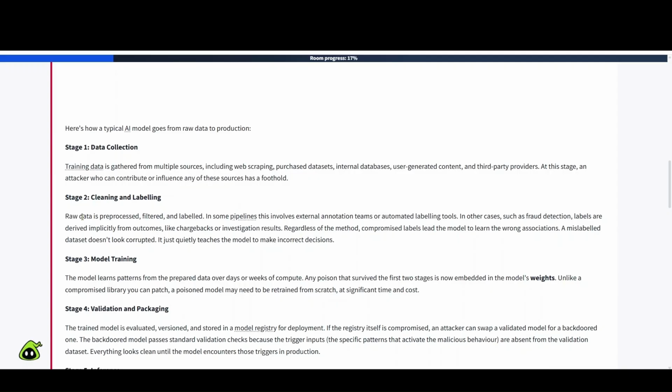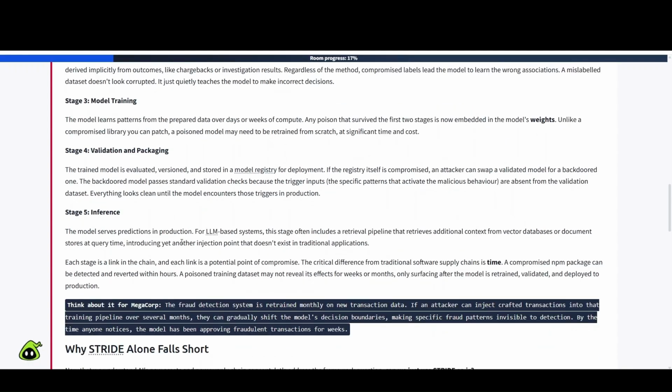Stage 2, cleaning and labeling. Raw data is pre-processed, filtered, and labeled. In some pipelines, this involves external annotation teams or automated labeling tools. In other cases, such as fraud detection, labels are derived implicitly from outcomes like chargebacks or investigation results. Regardless of the method, compromised labels lead the model to learn the wrong associations. A mislabeled data set doesn't look corrupted, it just quietly teaches the model to make incorrect decisions.